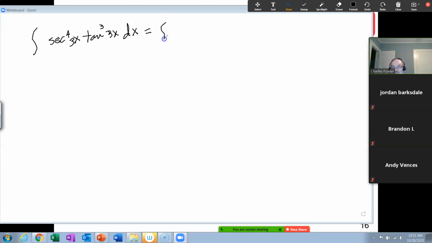And this will be the integral of secant squared of 3x, I keep forgetting the 3 there, times the tangent cubed of 3x, and this will then be a secant squared of 3x dx. All we did was pull a secant squared out of this one and put it over here.